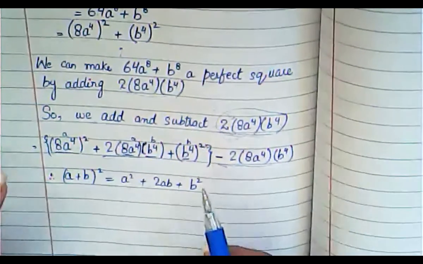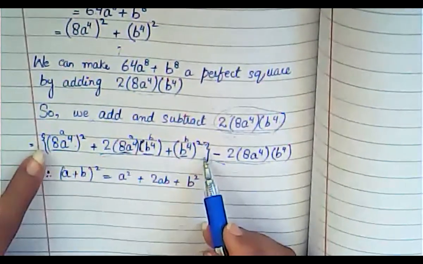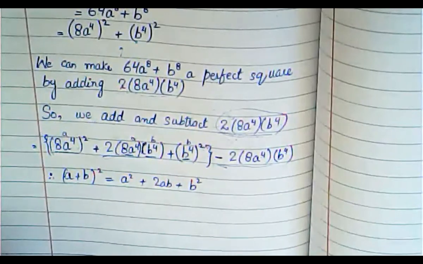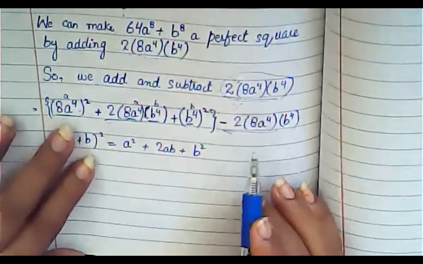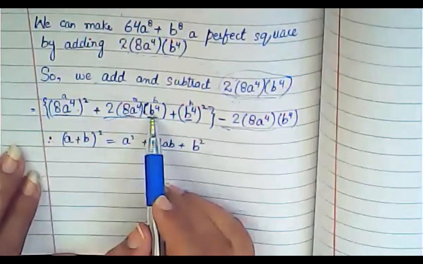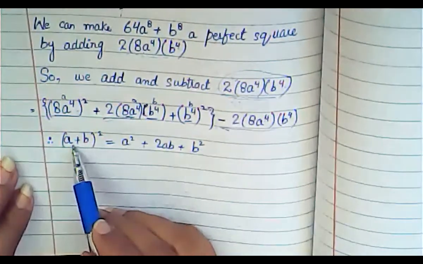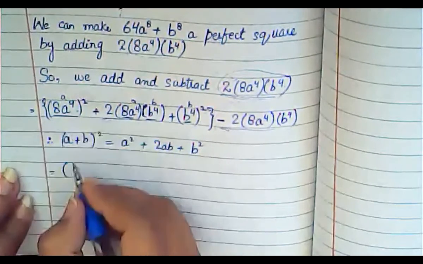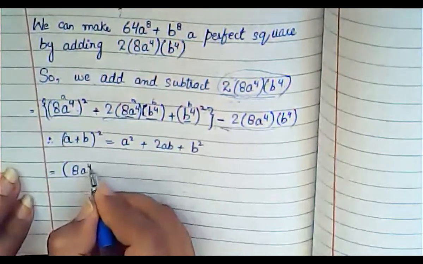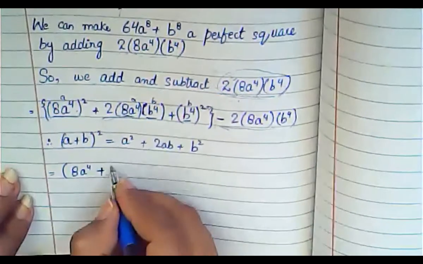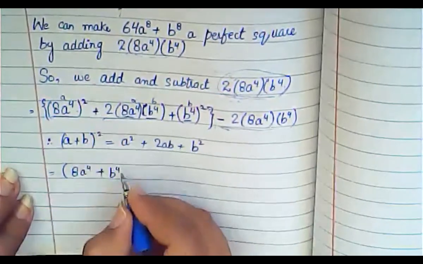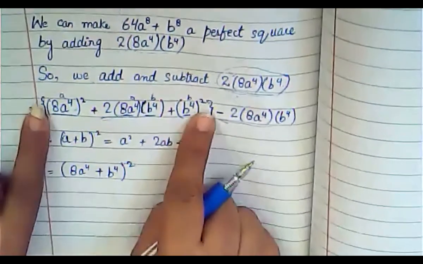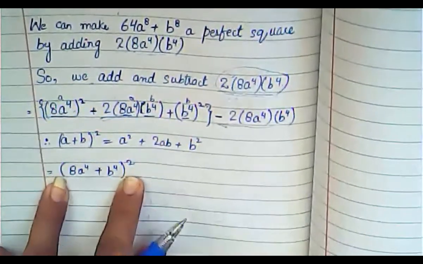That's it. Now we are going to apply the formula over this thing. First we have to decide that this is a and this is b, so we will enclose it in the formula, which is a plus b. So what is a here? This one, which is 8a4, plus b is b4, and whole square. Now we have enclosed this whole term into this form.